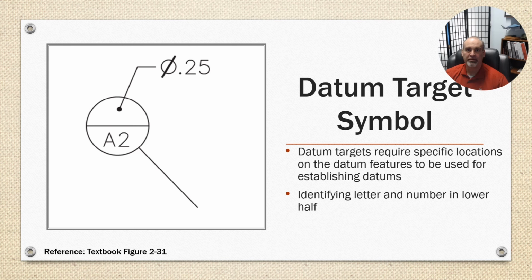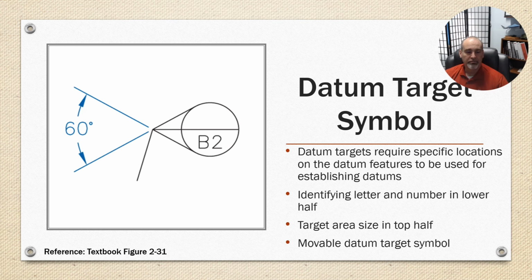They have to be identified by a letter and a number in the lower half, and the target size in the top half. So in the example on the left, it's the second datum target, and it has to fall within a 1/4 inch diameter or 250 thousandths diameter of wherever it was called out on the drawing.